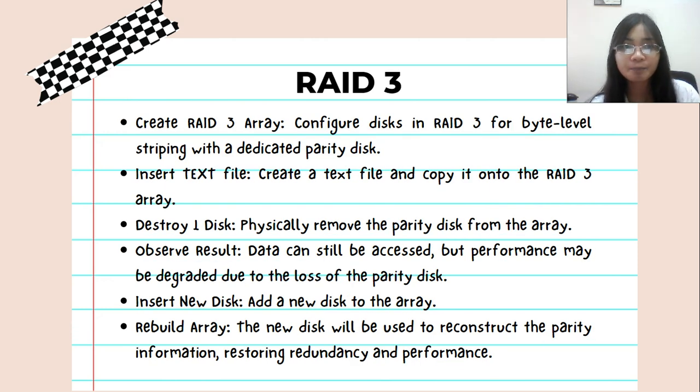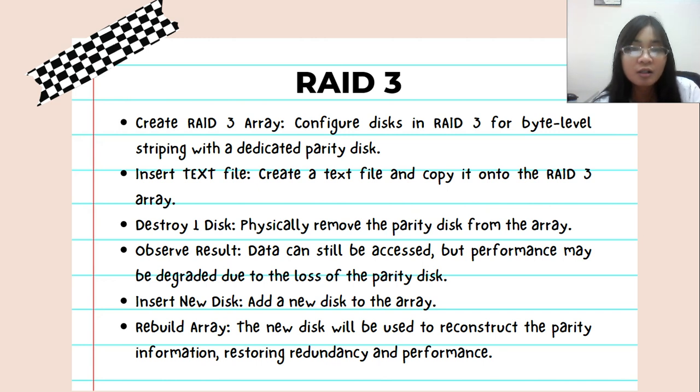Next is RAID 3. Create a RAID 3 array, configure disks in RAID 3 for byte level striping with a dedicated parity disk. So we're going to insert another file, create a text file and copy it onto the RAID 3 array, and then destroy a disk, physically remove the parity disk from the array, and then the result will be data can still be accessed, but performance may be degraded due to the loss of the parity disk. So hindi siya, kung ano man yung nilagay yung data doon, siguro hindi nyo siya ma-view ng maayos, or there will be degraded performance, no, due to the loss of the parity disk.